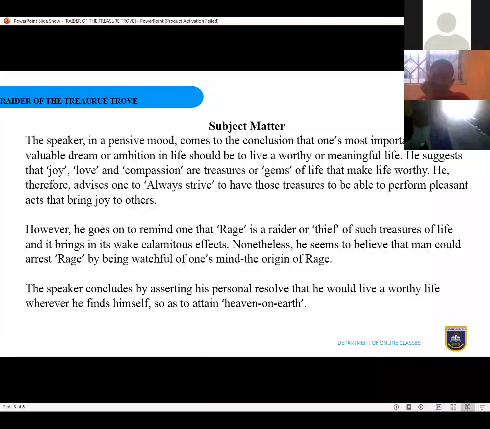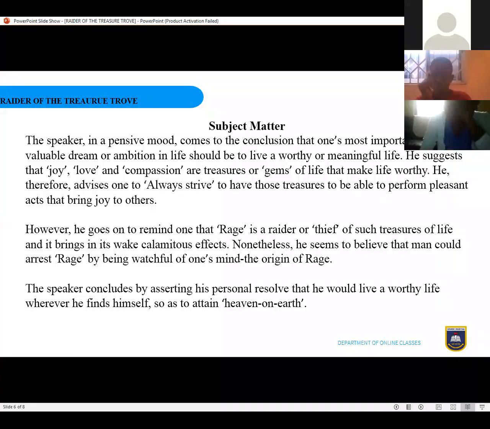When we talk about treasure, treasure is something like wealth, riches, fortune, etc. So love, joy, and compassion are treasures of life. They are the riches of life that we don't see with our eyes. But without those riches of life, your life is meaningless. If you as a human being don't have joy, you don't have love, you don't have compassion, you are not a correct human being.